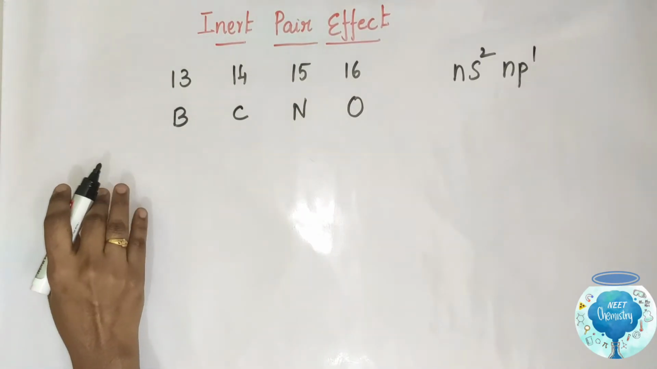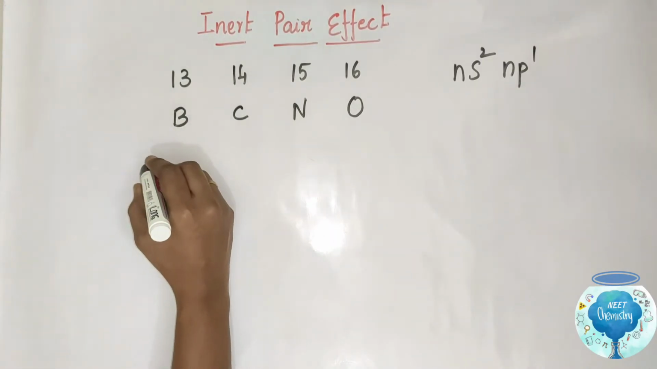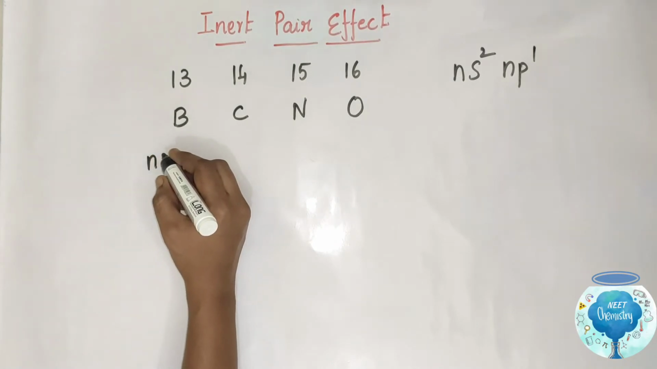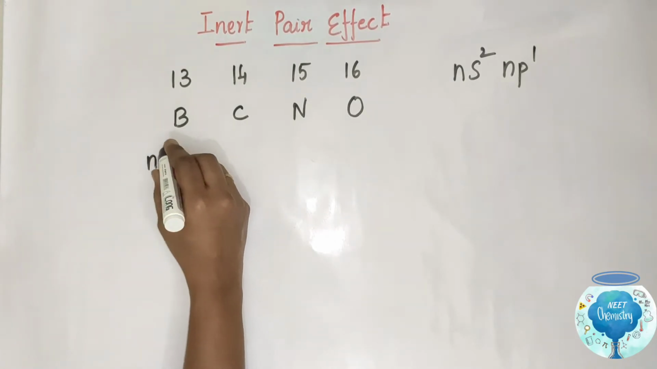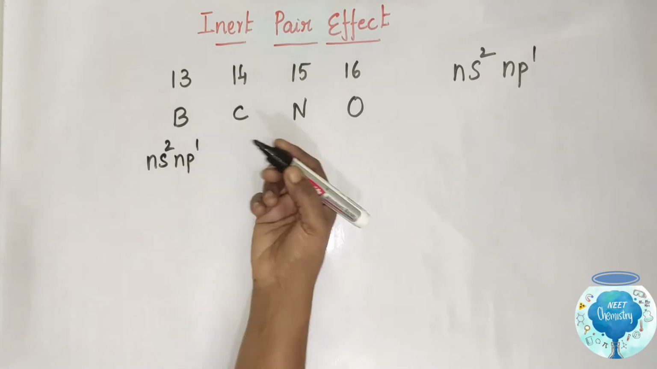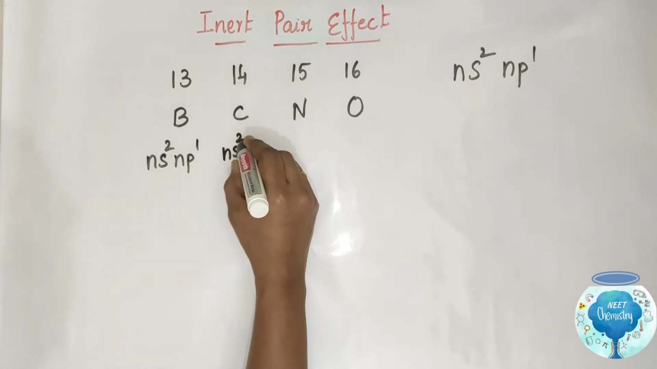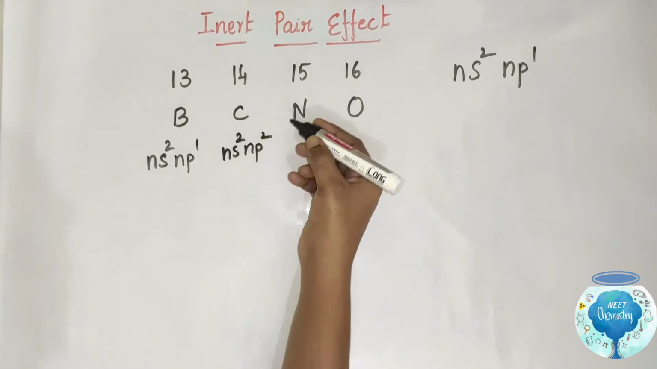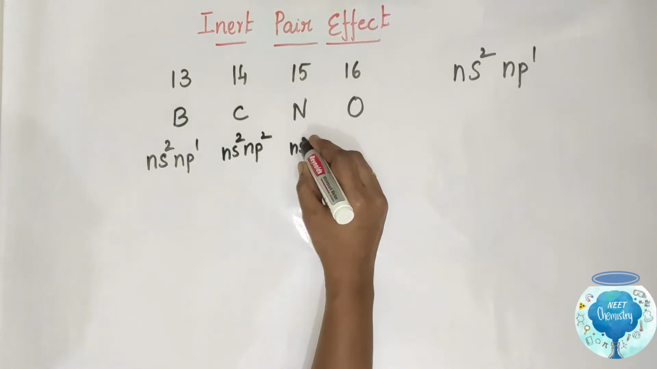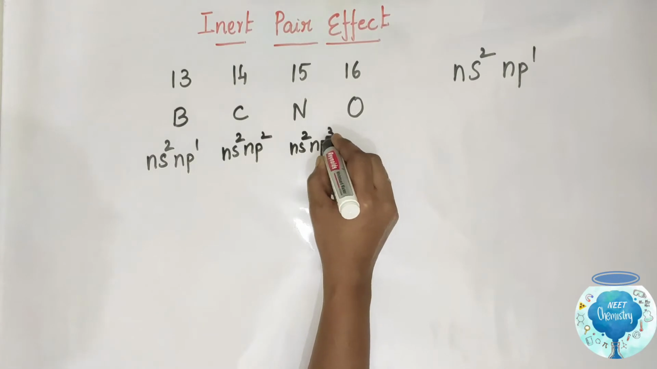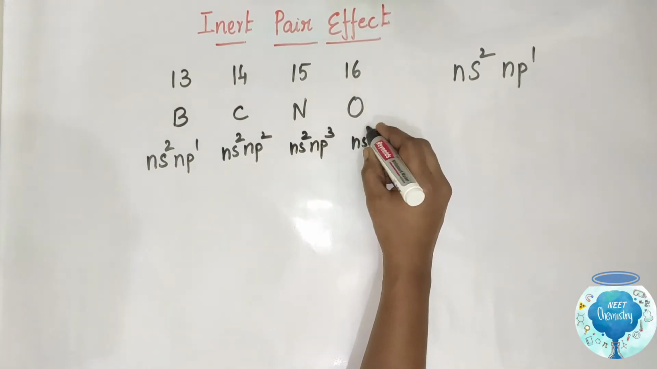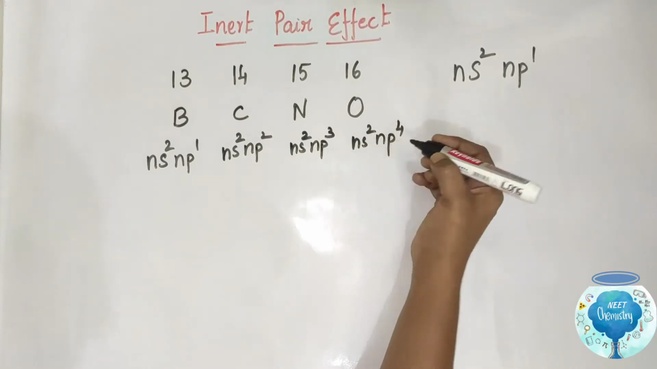The general electronic configuration of the boron family is ns2 np1. The general electronic configuration of the carbon family is ns2 np2. The nitrogen family is ns2 np3. The oxygen family is ns2 np4.